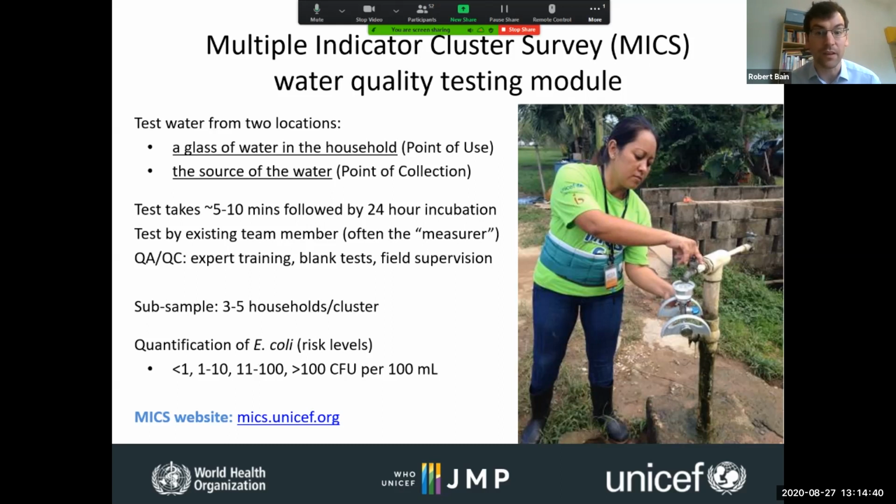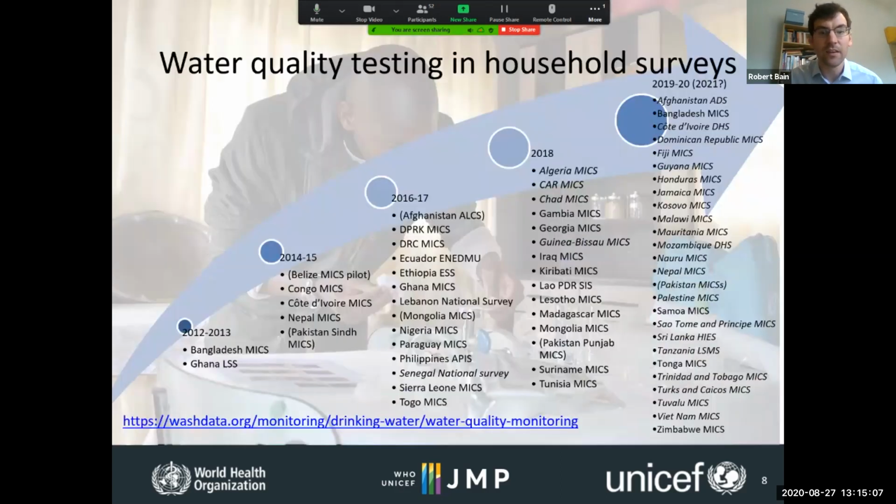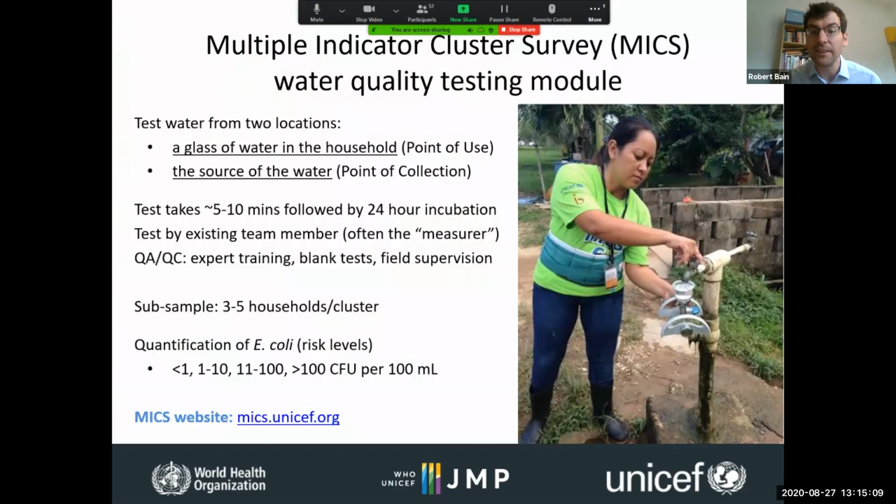We work with a master trainer that the JMP provides, who works alongside local water quality experts, usually drawn from laboratory staff, but in some cases from the line ministry. And the main thing is to ensure that the procedure is followed very carefully, that there's good hygiene and quality assurance and quality control. For example, teams routinely conduct blank tests to ensure that they're not contaminating the samples through poor hygiene.